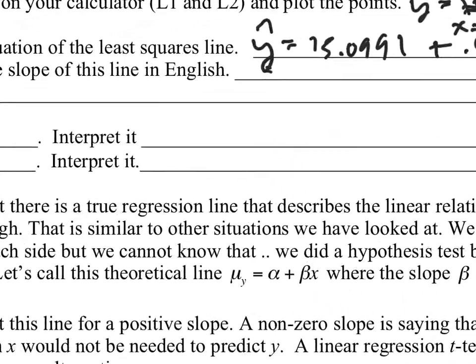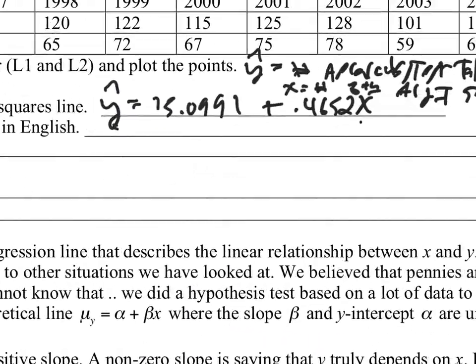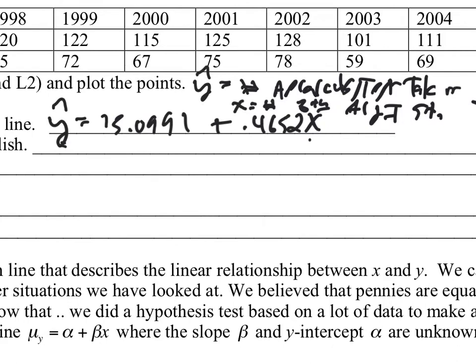Now, what was the slope of this line in English? Which of those numbers is the slope, A or B? 15.099 is my A, so that's not the slope. B is my slope, so I'm going to write B is equal to 0.4652. And theoretically, it's rise over run, isn't it? So it's 0.4652 divided by 1.